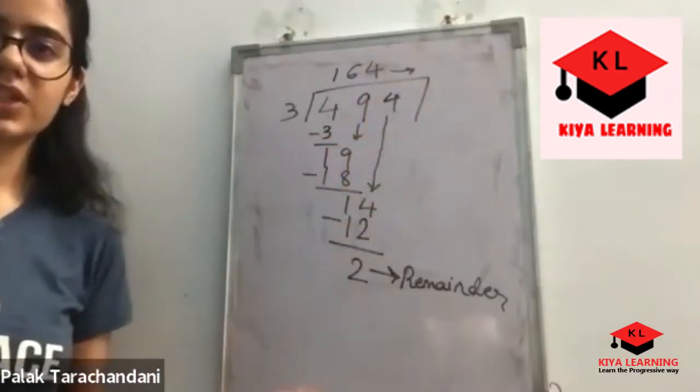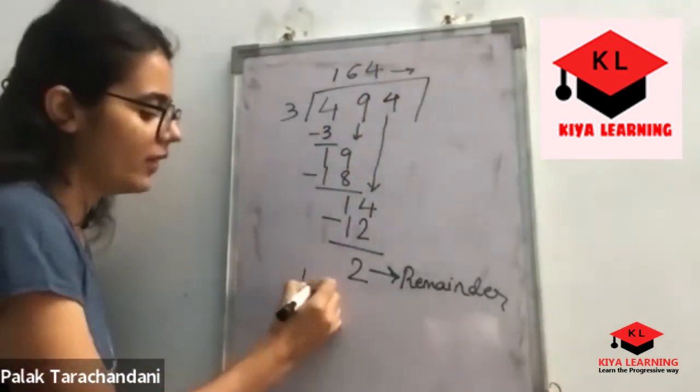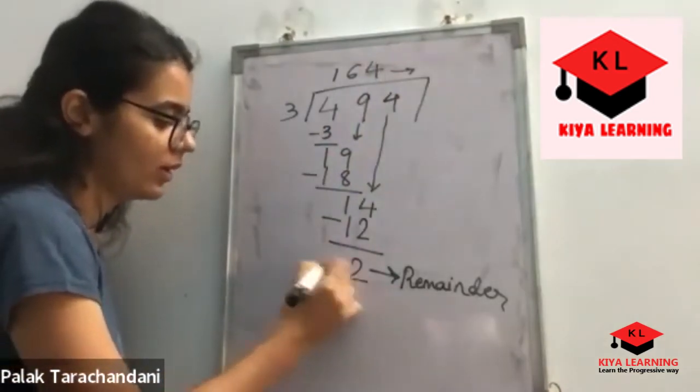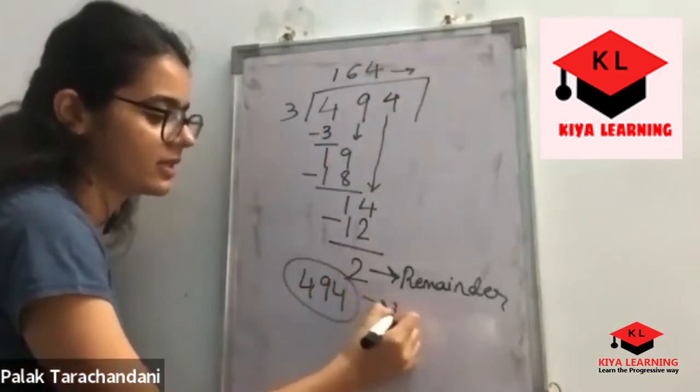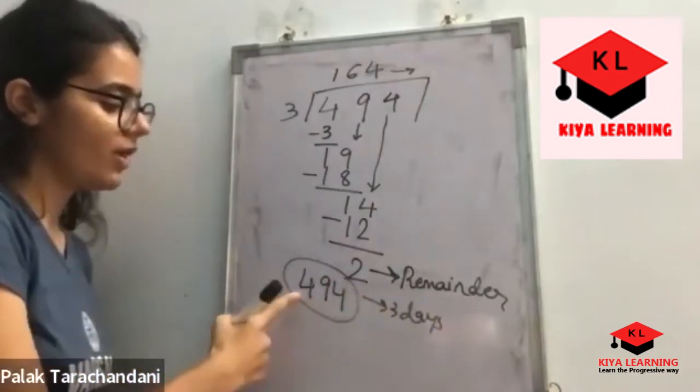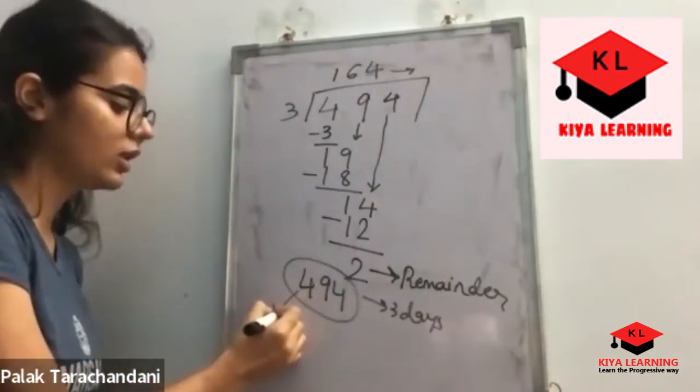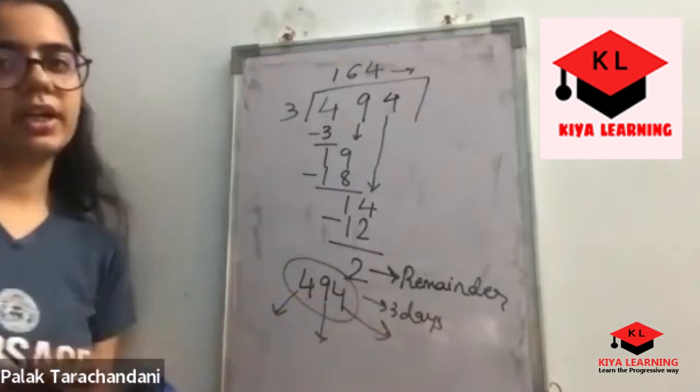So what does this division suggest? That if you ever had 494 candies in 3 days, or let's suppose that you have to divide 494 into 3 equal parts, you cannot do that.